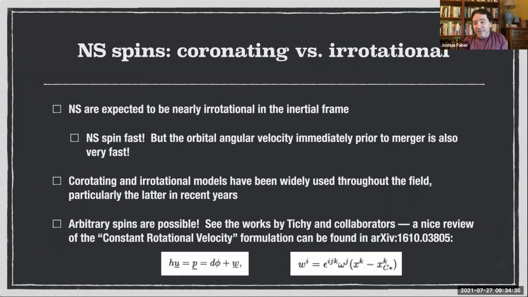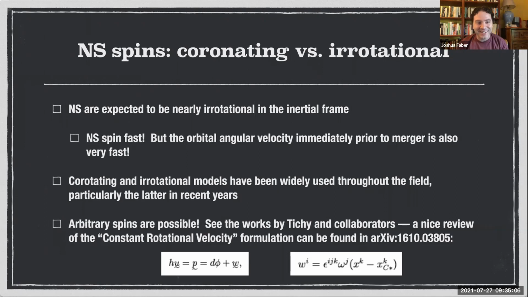But neutron stars do spin. A lot of the leading work on adding spins has been by Wolfgang Tichy and collaborators. So I'd encourage anyone to read some of his papers to discuss how to add in spins. They've come up with a scheme called the constant rotational velocity formulation that essentially adds some kind of more solid body spin.